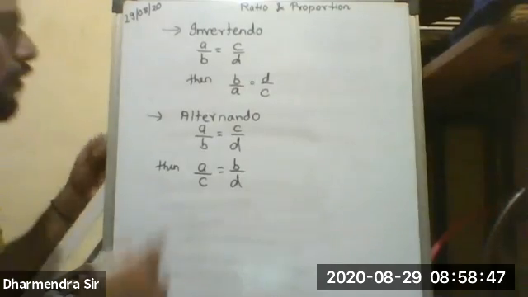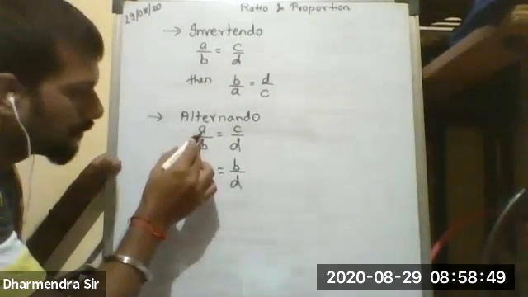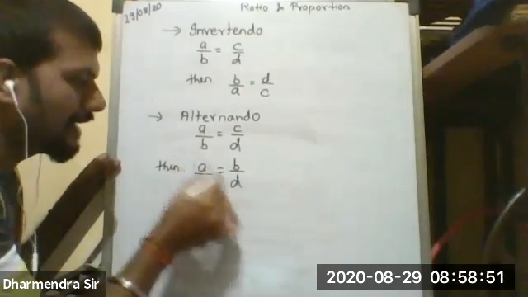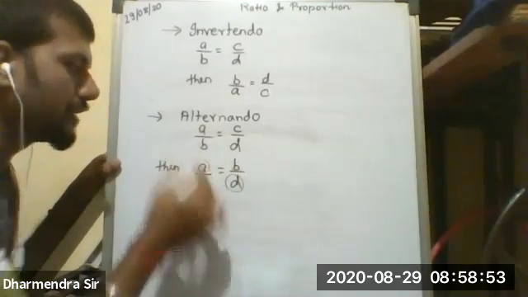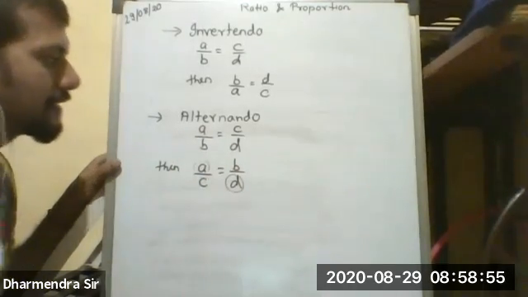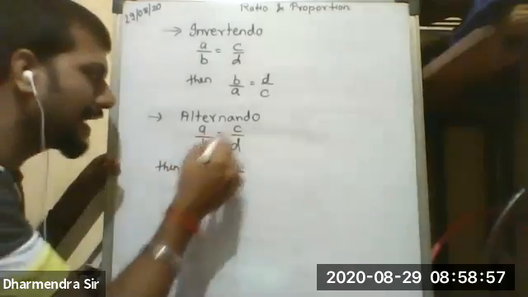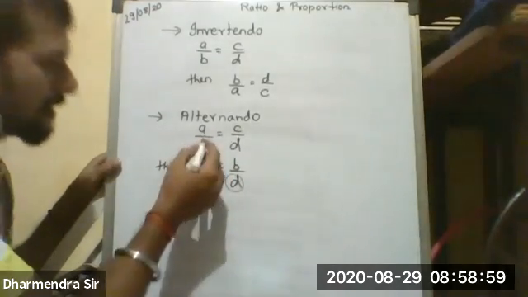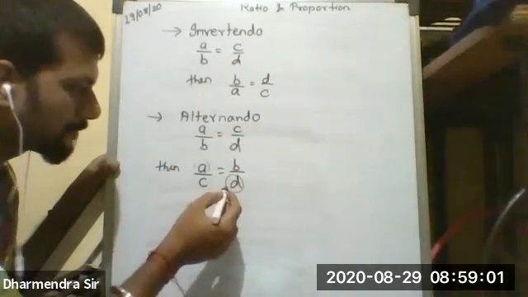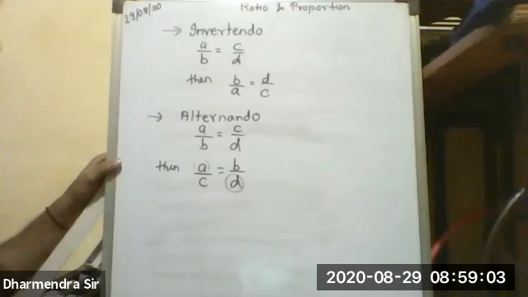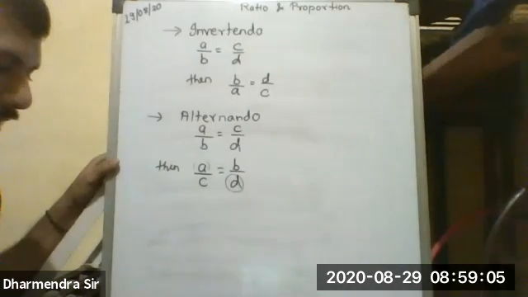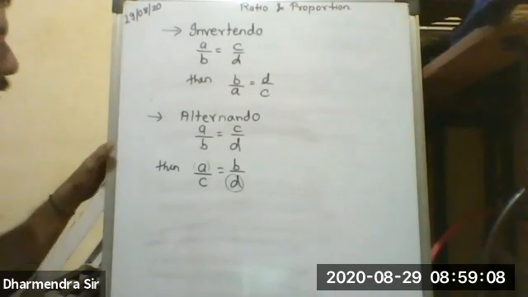This is alternando. a and d are at their same positions, but there is a change in the positions of b and c. As you can see, b has taken the position of c and c has taken the position of b. This is called alternando. Now, componendo.